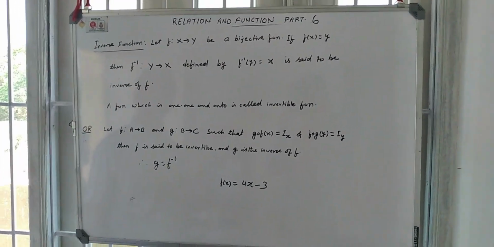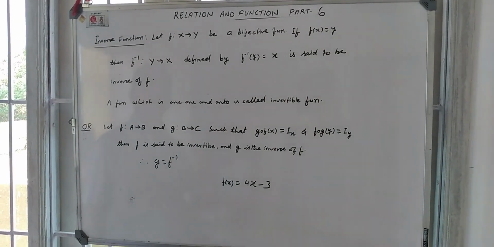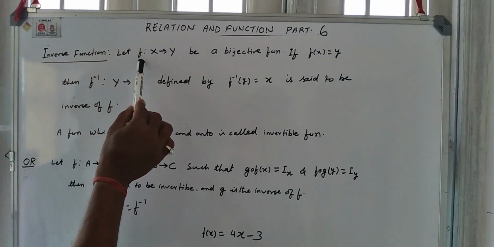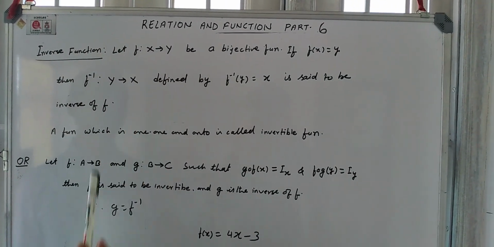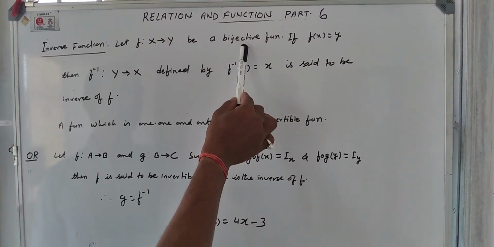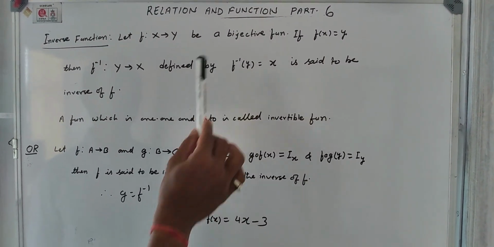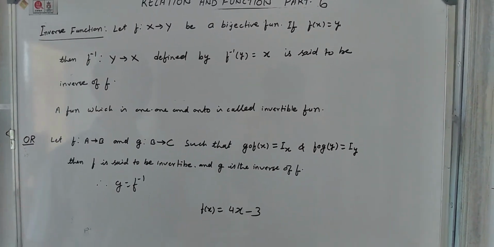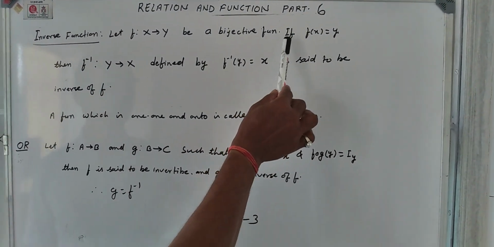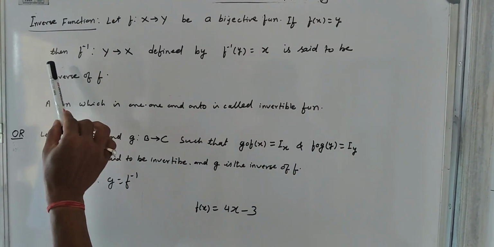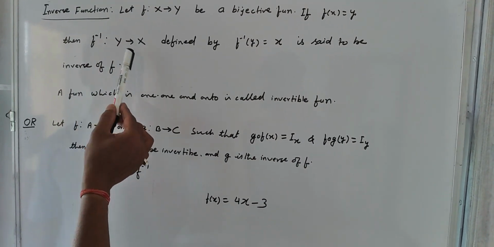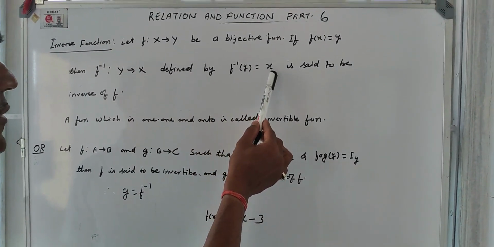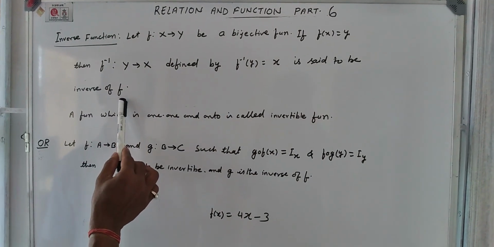Now the next topic is inverse function. Inverse function is defined as follows: let f be any function from X to Y, and this function is bijective. That means it is one-one and onto. Only a one-one and onto function is invertible. So if f(x) equals y, then f inverse is another function from Y to X, defined as f inverse (y) equals x, and is said to be the inverse of f.